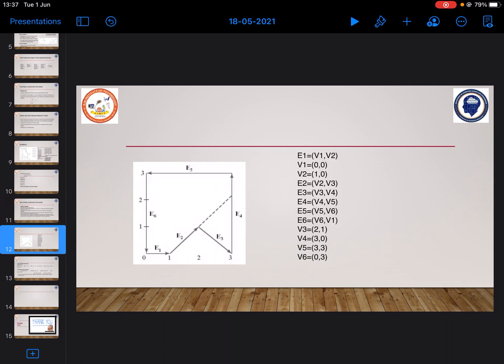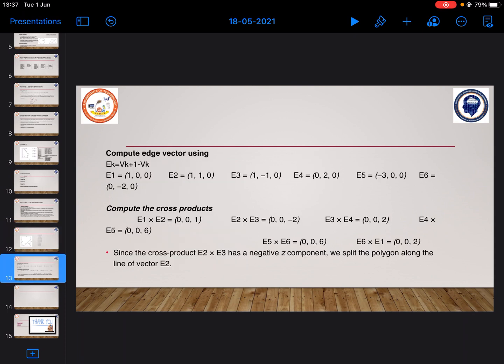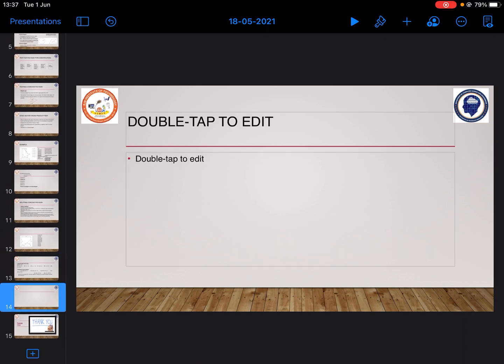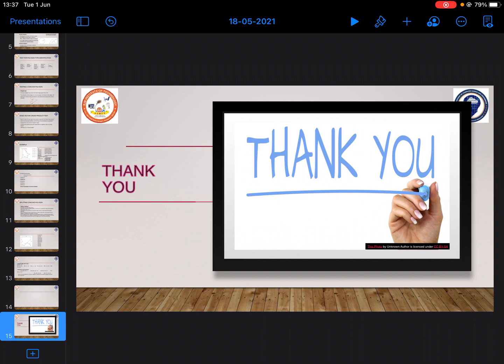This is how you can see it with respect to E2 and E3. Here the polygon is concave, so we need to split it along a line segment. That means computing the edge vectors. In this case E2 and E3 have a negative Z component of -2. Since the cross product E2 E3 has a negative Z component, we need to split along the polygon line vector of E2. Okay, so this is what we have done with respect to this.